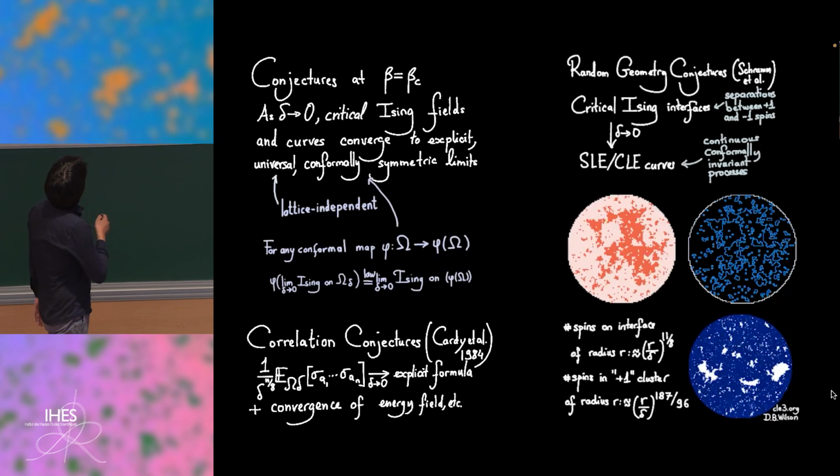Relatedly, the other picture was that, if you looked at the random curves that the models would generate, the simplest to show here are the random loops that arise if you consider the boundaries of clusters of spins of one given color.